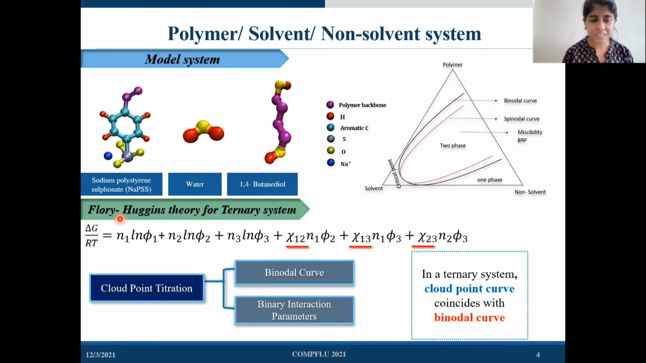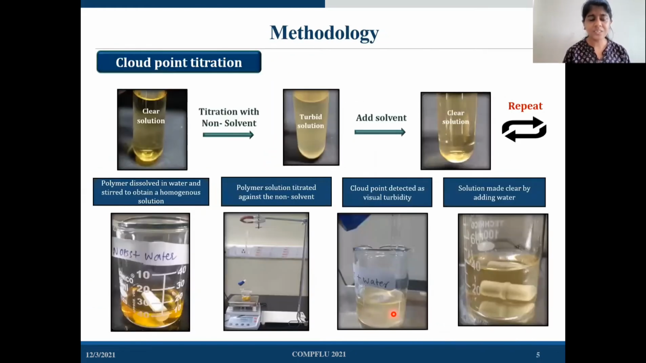So we are using an extension of the above mentioned Flory-Huggins theory for the ternary system, which consists of 3 interaction parameters, chi12, chi13, and chi23. And we are using a simple cloud point iteration technique, which can give us a binodal curve and binary interaction parameters. So this is a simple experimental technique.